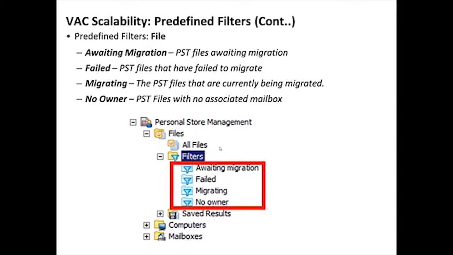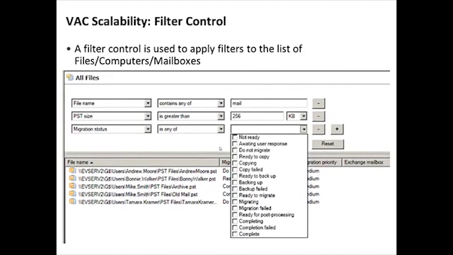Let's take a look at the next predefined filter. There are 4 predefined filters under Files: awaiting migration, PSTs that have failed the migration, PSTs that are currently being migrated, and PST files with no owner. So during the PST migration project, you'll be able to very quickly get an idea by looking at those 4 different filters. So a filter control is used to apply the filters to the list of files or computers or mailboxes. So as you'll see in the demo, it's very easy to configure this filter control and to add more properties to it.